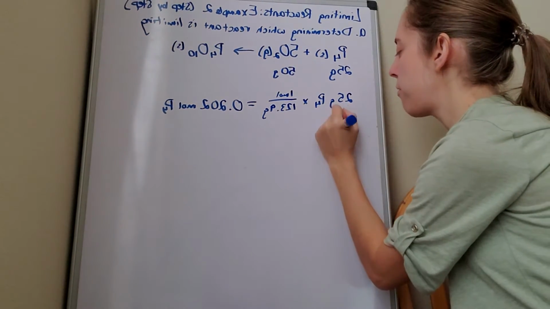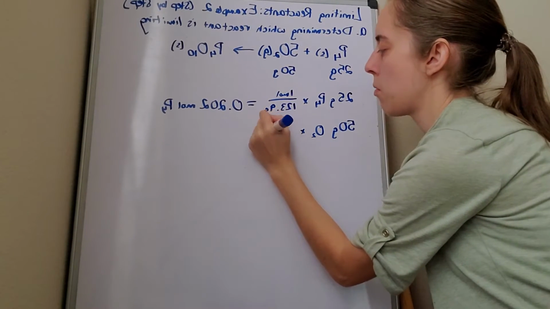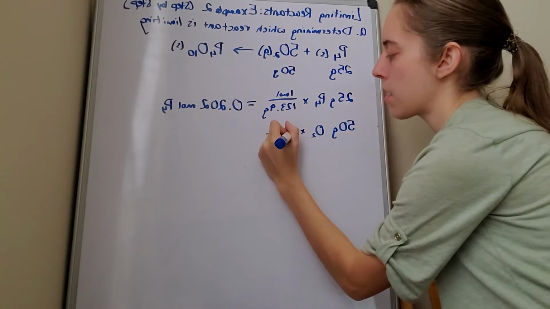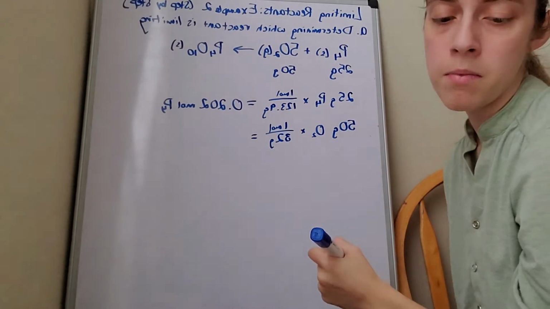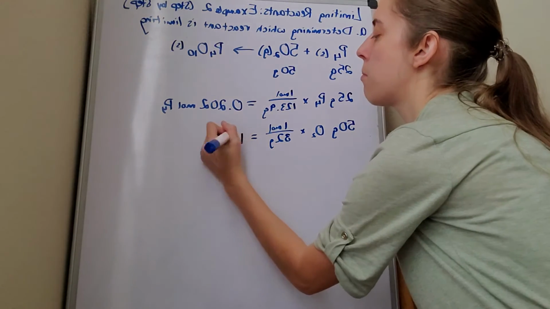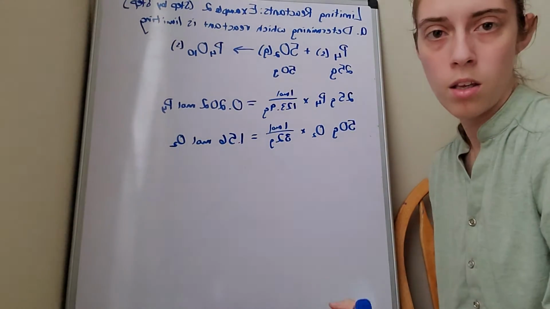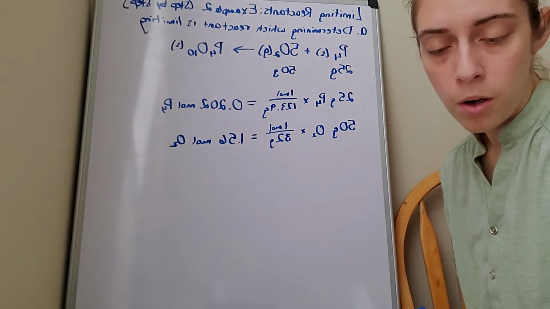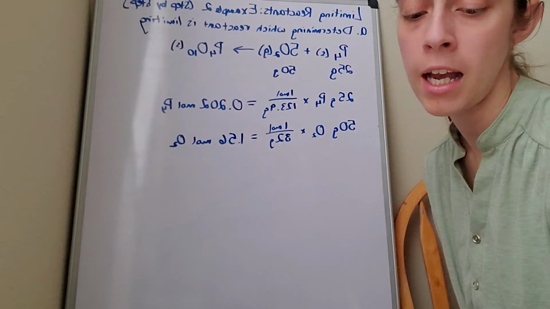Now, how much oxygen do we have? We have 50 grams of oxygen times 1 mole over the molar mass of O2. The molar mass of that is 32, rounded. So 50 grams divided by 32 gives us 1.56 moles of O2. So now we have to figure out which one of these ratios is closest to the actual thing.